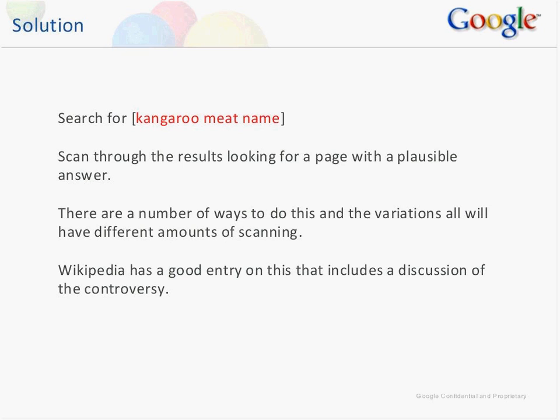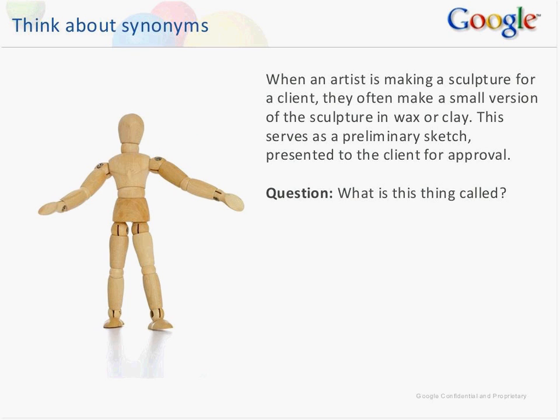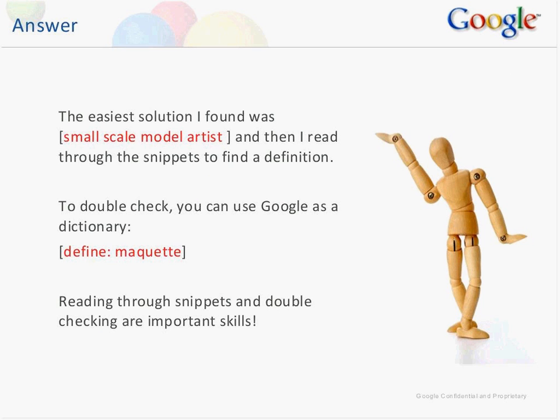But that's not always true, right? What you need to do is to be thinking to yourself, how else would I describe this? What's another word to use if your current searches are not succeeding? Give you another example. When an artist is making a sculpture for a client, they often make a little teeny-weeny example of the sculpture. What's that thing called? What you're looking for now, think about it. You're looking for a word that describes a concept and you don't know what it is. You have no idea what that word is. So what do you do?